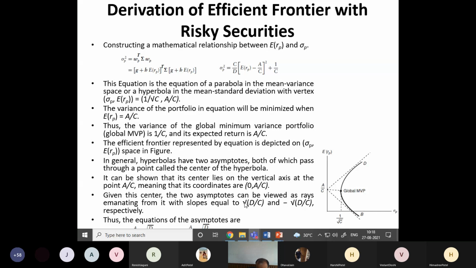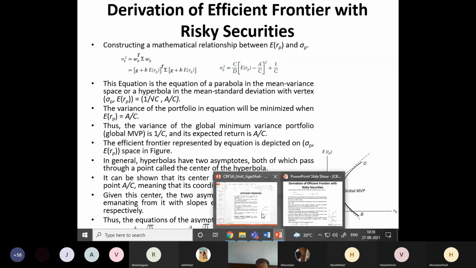It is C by D here, so it will be under root D by C and minus under root D by C. So these two are the asymptotes of this hyperbola. This is all derived from the geometry equation of the hyperbola. You can recall it, or you can refer to that equation of hyperbola in its properties, right? And if we know the point on this asymptote, it is a straight line, right? And its slope, we can find the equation of this asymptote also.